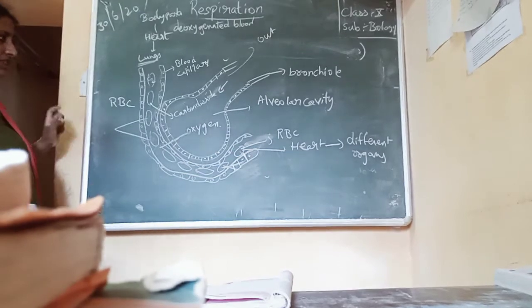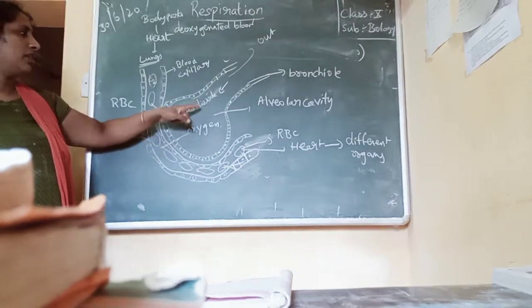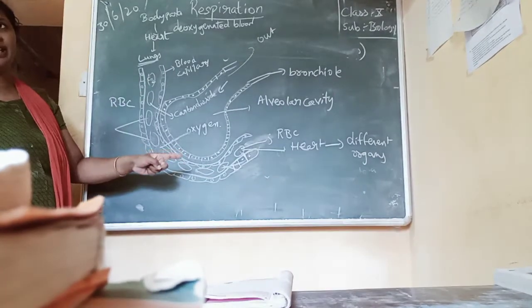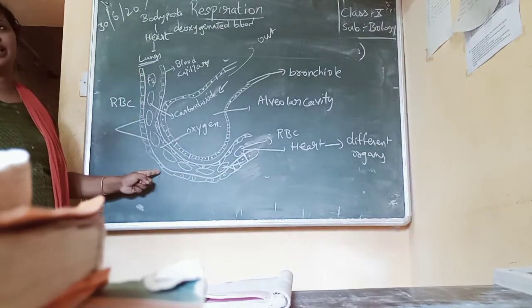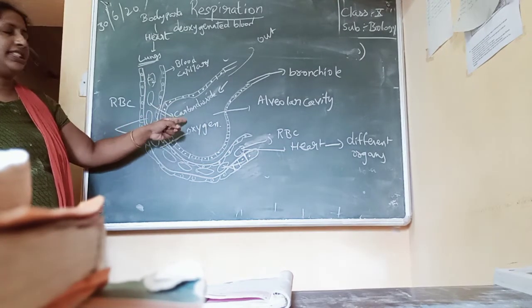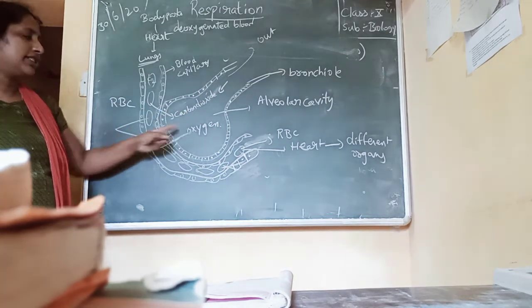So very simple, alveoli have a single membrane, so easily the gases can exchange. It is surrounded by the blood capillaries. Now deoxygenated blood is flowing in the blood capillary. So the carbon dioxide is given to the alveoli by the RBC cells and oxygen is taken.